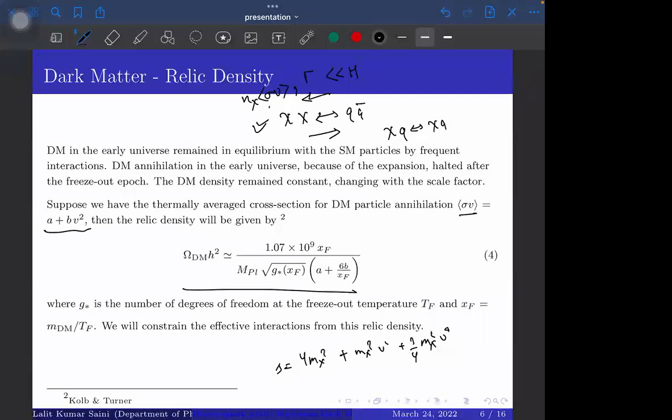Now, where this Hi, Lalit. Why is there no linear term in v? Linear term in v. Okay.